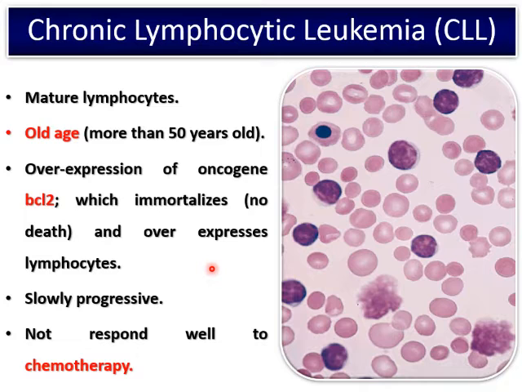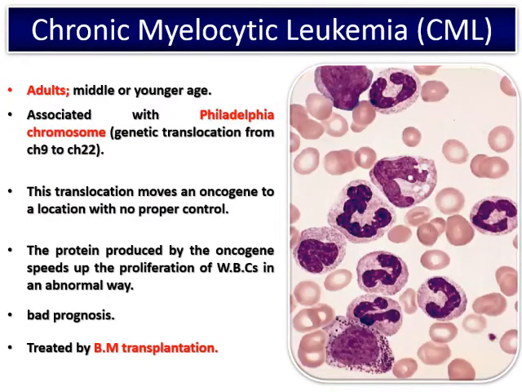Usually this type does not respond to chemotherapy and is treated only by bone marrow transplantation. The second type of chronic leukemia is chronic myelocytic, which arises from mature myelocytic or granulocytic cells. As you see in this figure, we have granulocytic cells, like eosinophils, from which the leukemia arises. Usually this type is associated with a chromosomal translocation. We call this chromosomal translocation the Philadelphia chromosome, because in this type we have a translocation between chromosome 9 and chromosome 22.